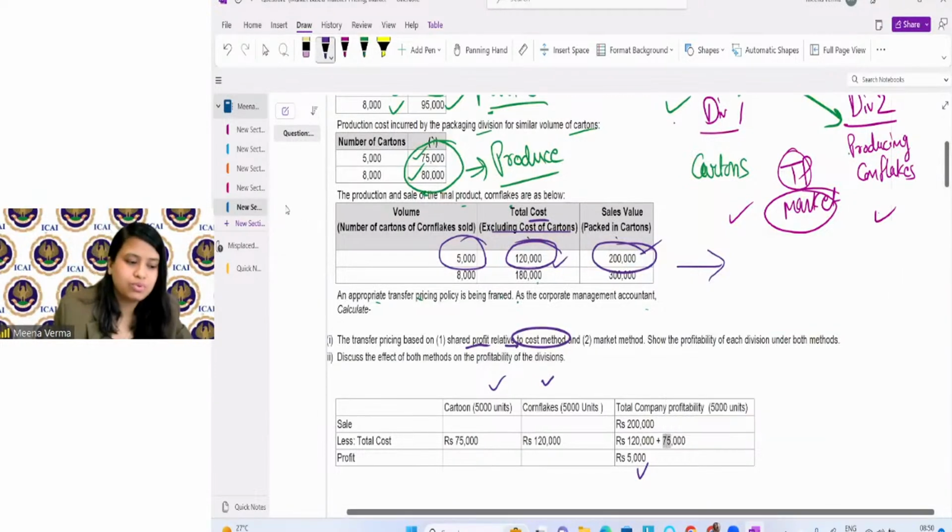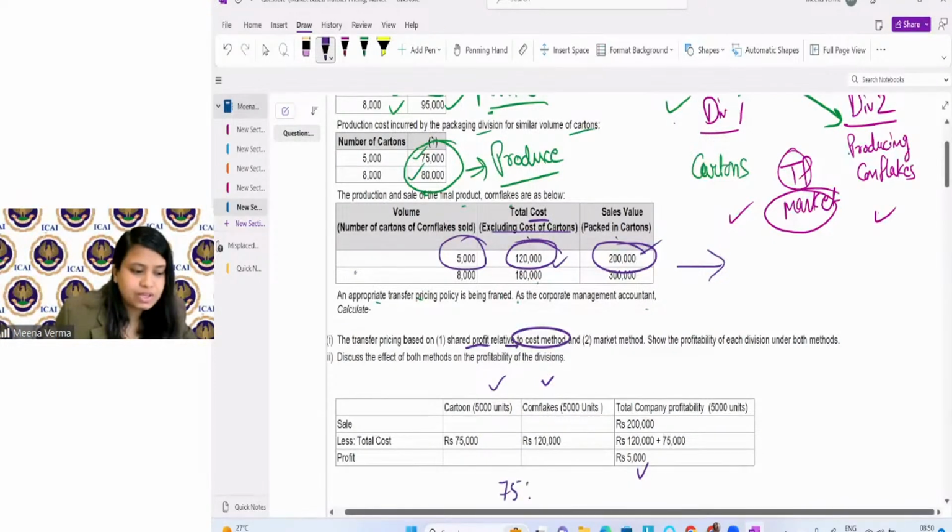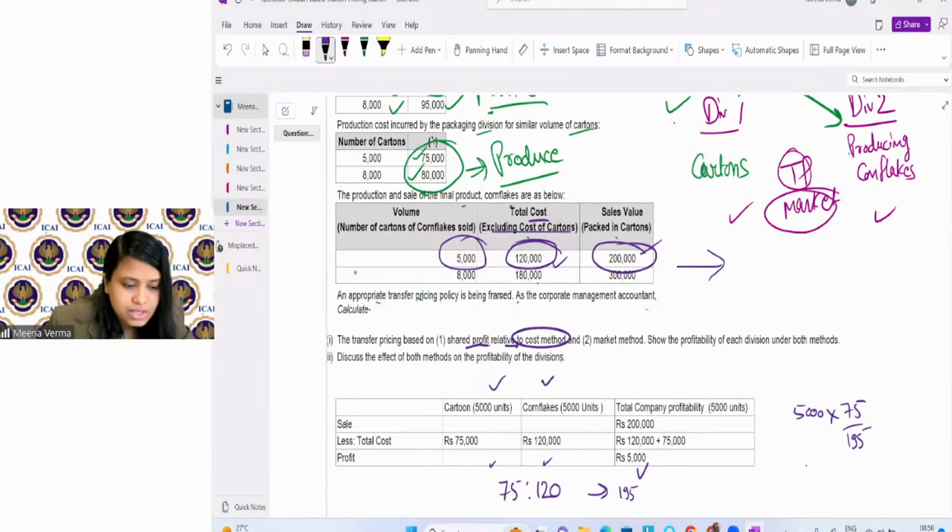We will allocate this profit to them on the basis of what? Their cost ratio. What is the cost ratio? 75 is to 120. On this ratio, you will allocate the cost to these two products. So what is it? You can see 195 is the total, right? So 5,000 into 75 divided by 195 as well as 5,000 into 120 divided by 195. So in this way, we will allocate the cost to them.